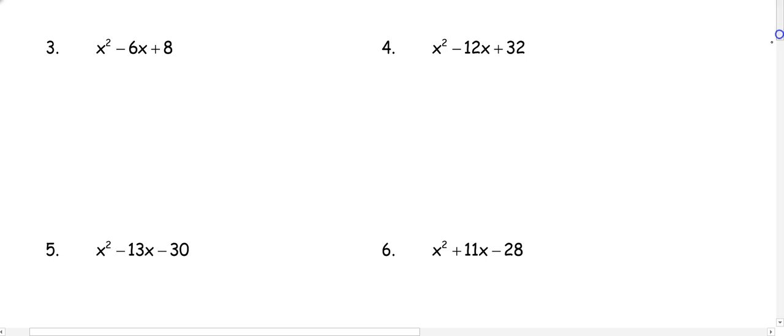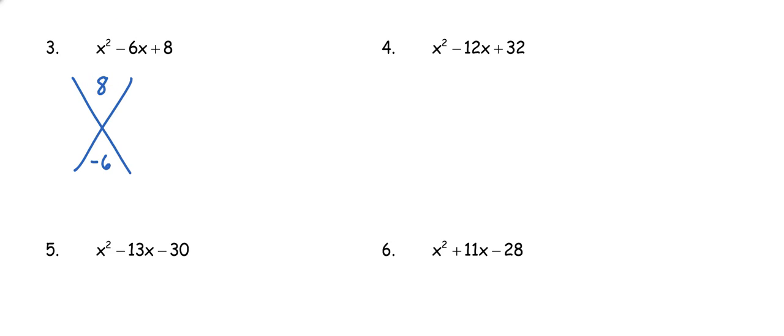Number 3 gets a little bit trickier because instead of having a positive number for both of them, we now have what multiplies to 8 but adds to -6. In this case, we are multiplying to a positive but adding to a negative, so we're going to need two negative numbers because the negatives cancel out when they're multiplying to make it positive. Two numbers that multiply to 8 are 2 and 4. We're going to make both of those negative, -2 and -4. Those add to -6, so we would have x minus 2 times x minus 4.